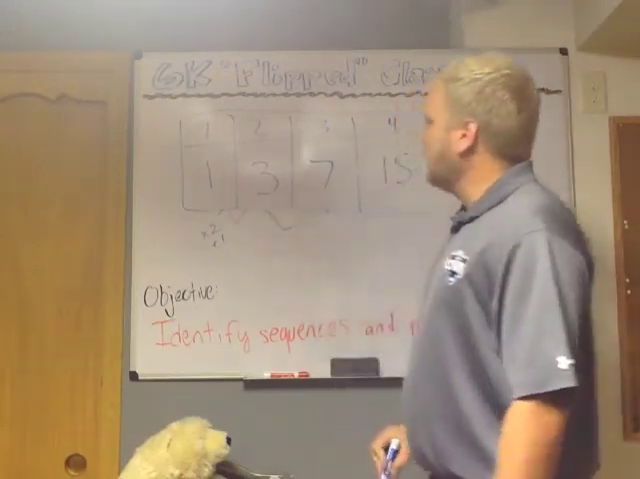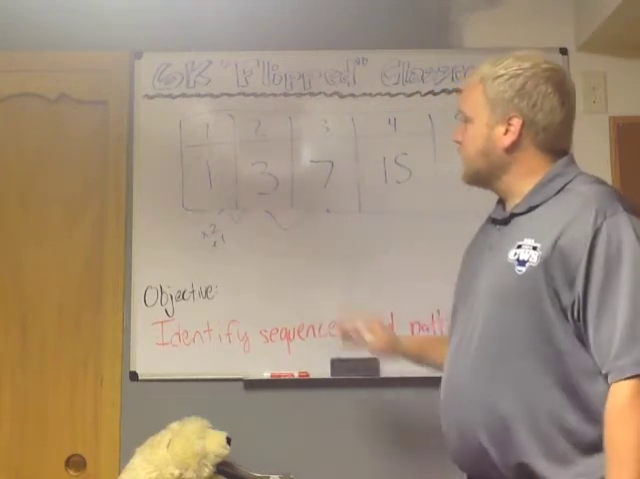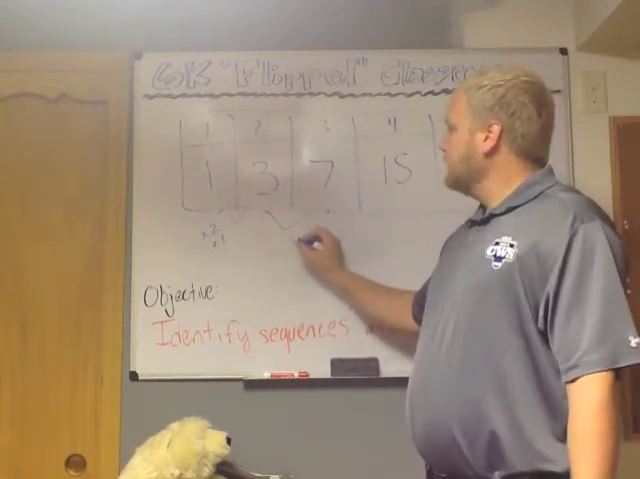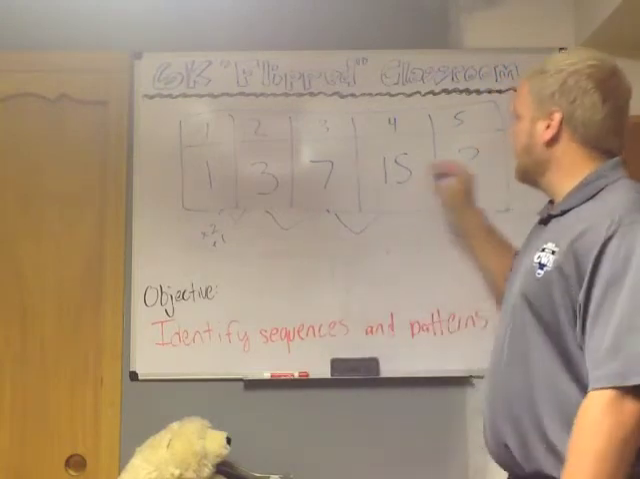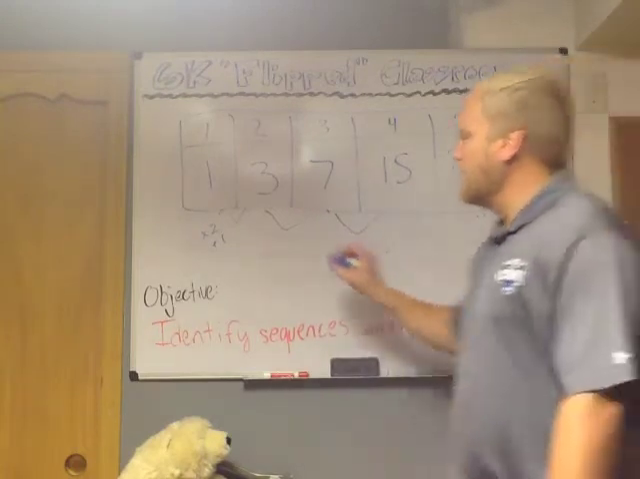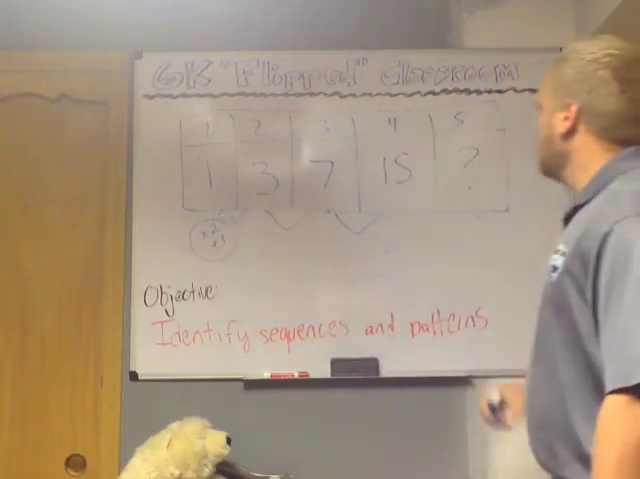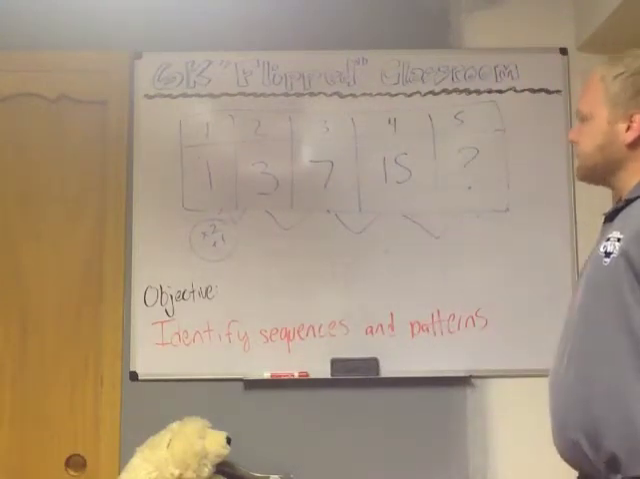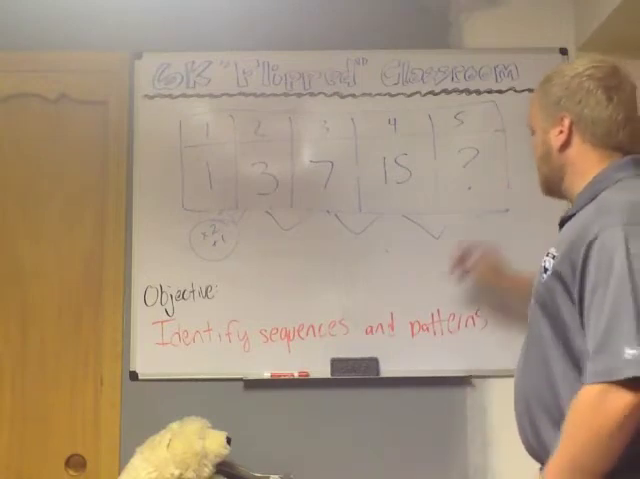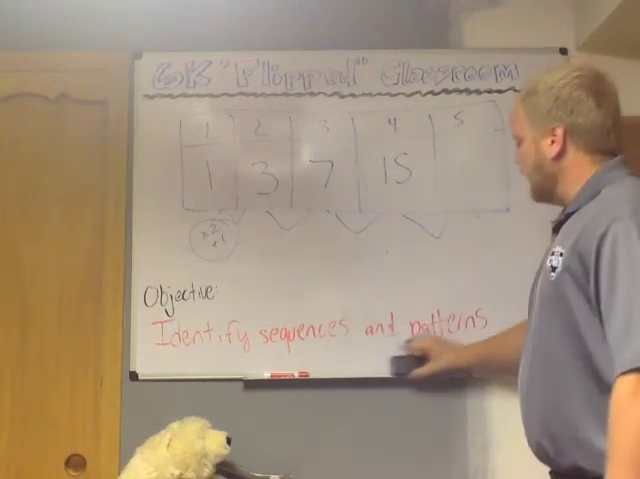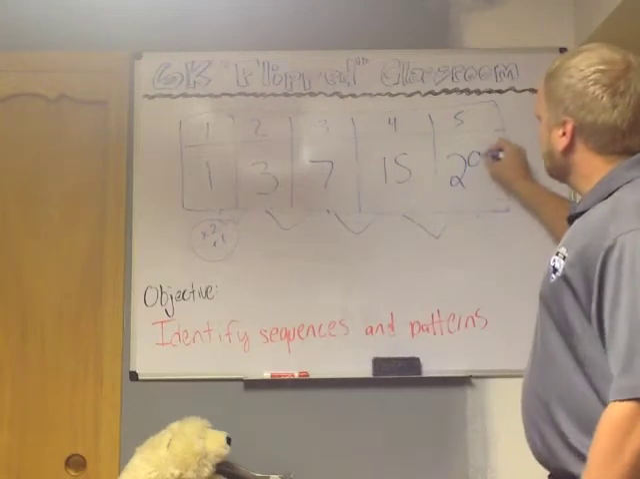Let's try the second one. 3 times 2 is 6. Add 1, that'd be 7. Hey, that works. 7 times 2 is 14. Add 1 is 15. So hey, we figured it out. It's times 2 plus 1. And then the last one, 15 times 2 is 30, plus 1, so our answer would be 31. That's all there is to this lesson.